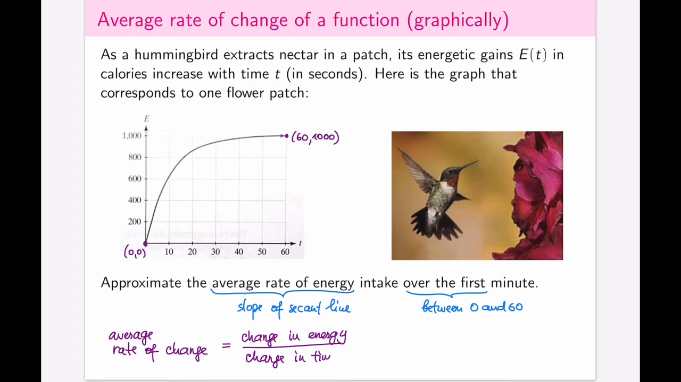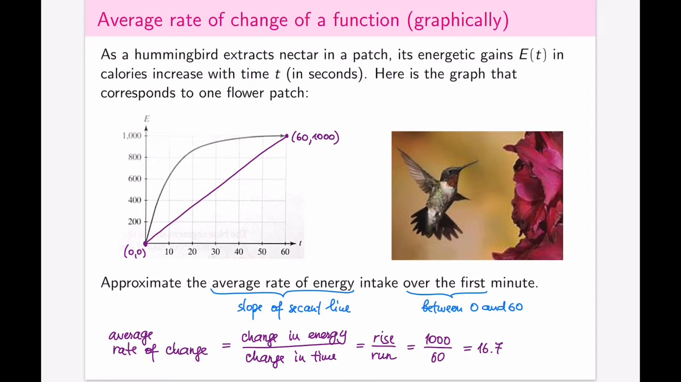This is the verbal description of what we're looking for. The graphical description, which is what we have to compute with, is going to be represented by rise over run. And so it will be the slope of this secant line right here. So the rise here went from 0 to all the way up here, 1,000. I can think of that as 1,000 minus 0, or simply 1,000 divided by the run, which is the time that has passed, which is 60 seconds. So if I calculate that, it will be approximately 16.7.